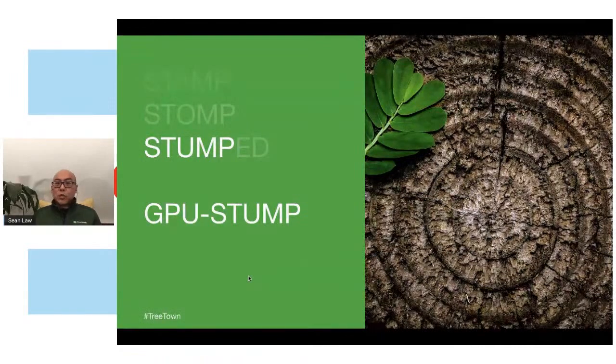So now that we have GPU Stump, so we've scaled across to GPU devices, we've also added something called M-Stump. The M standing for multi-dimensional stump. So the multi-dimensional component of this is if you have multi-dimensional time series.